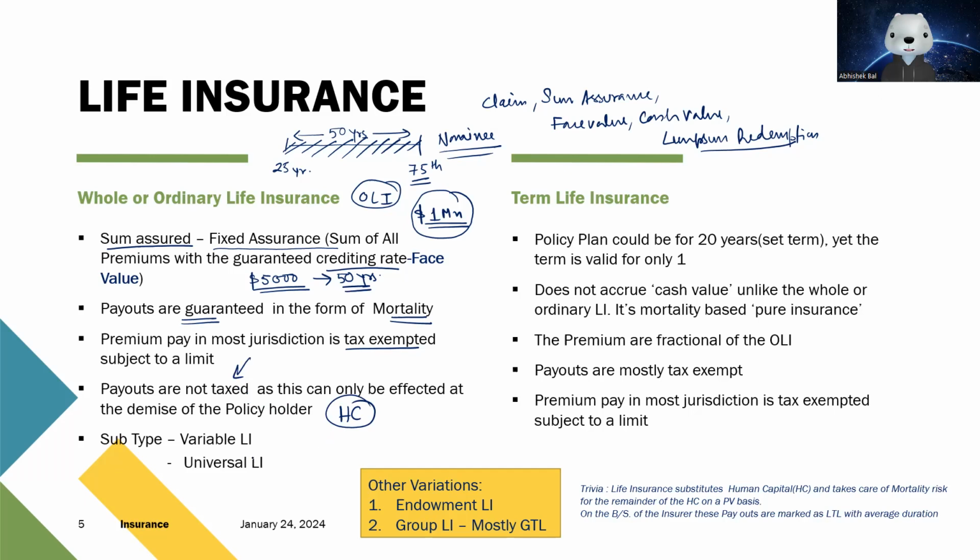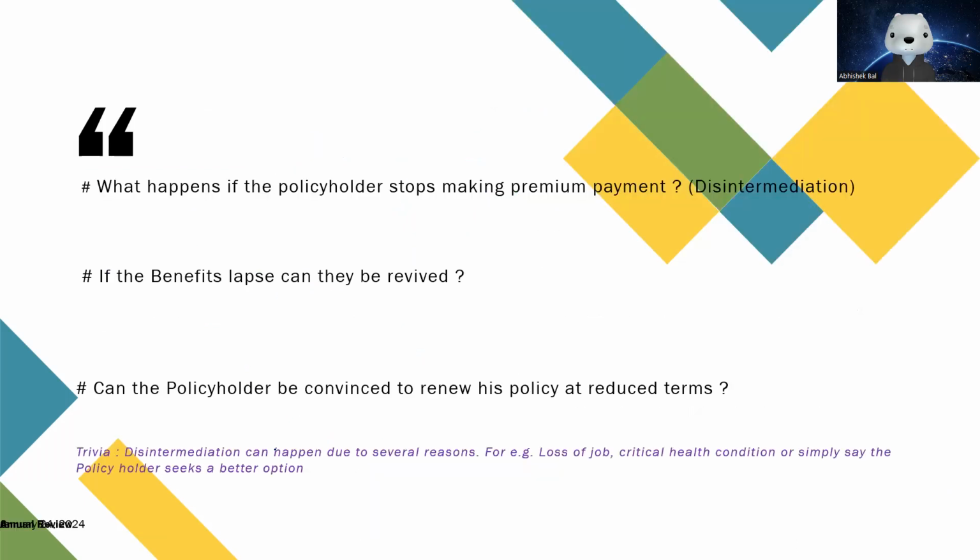Now, there are two subtypes to this type of insurance policy. One is called the variable life insurance policy. Another is called the universal life insurance policy. We are going to discuss each one of them suitably. But before that, let's also try to find out what the exceptions are to any of the insurance policies.